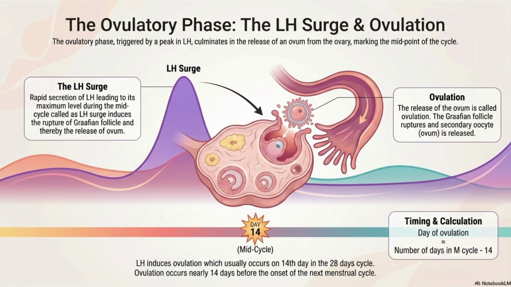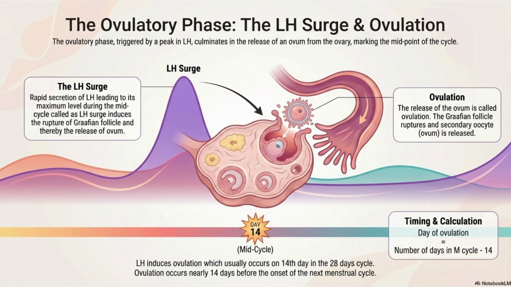Ovulation is a general thing that you already know: release of secondary oocyte, or in general terms, release of ovum. How is it released? Because of the LH surge, the Graafian follicle breaks. The secondary oocyte inside the Graafian follicle is released and enters the fallopian tube. When does this happen? In a 28-day cycle it will happen in the middle of the cycle, that is the 14th day.